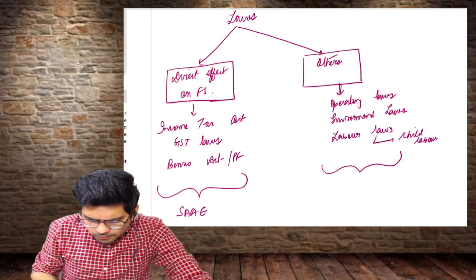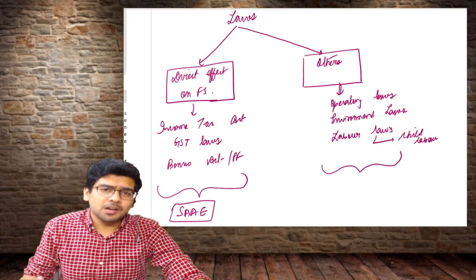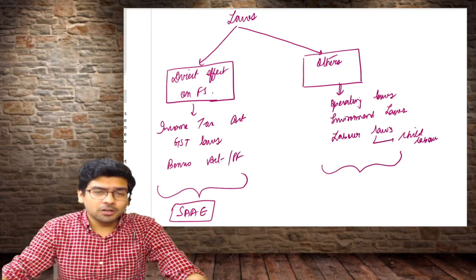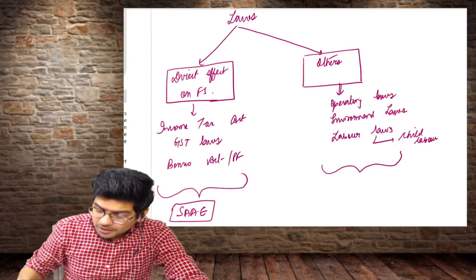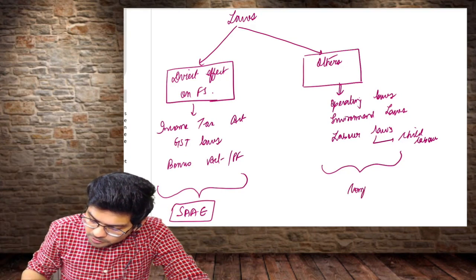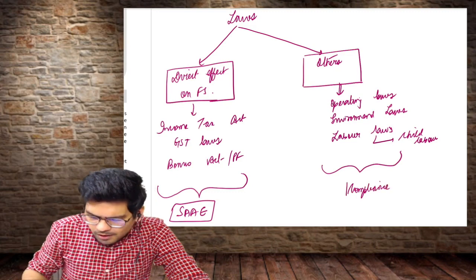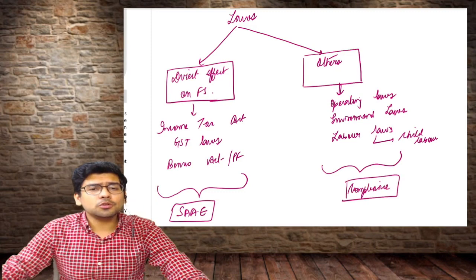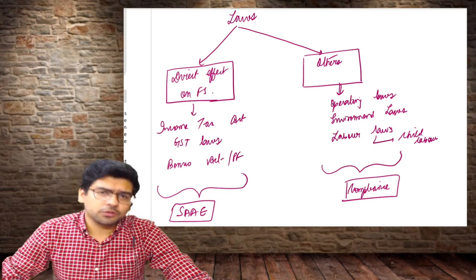So for those kinds of laws which do not impact the financial statements directly, an auditor will not be worried about gathering sufficient and appropriate audit evidence, because the item is not reflecting in the financial statements, but he needs to ensure whether compliance of the same has been done. Why? I'll just discuss this. He needs to check the compliance with the laws.